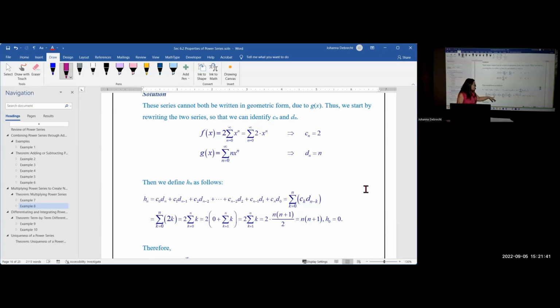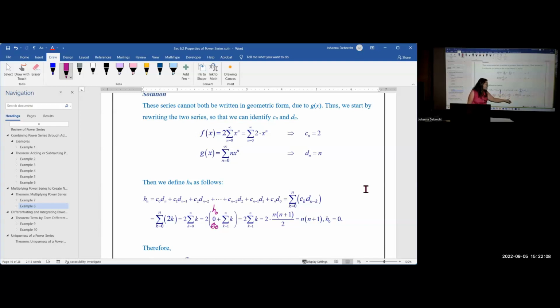Well, the first value, when you let k be 0, is 0. So this value right here is when k equals 0, and that's basically h sub 0. Right? So notice that that does not affect anything. So we can essentially rewrite this as 2 times the series from 1 to n of k.